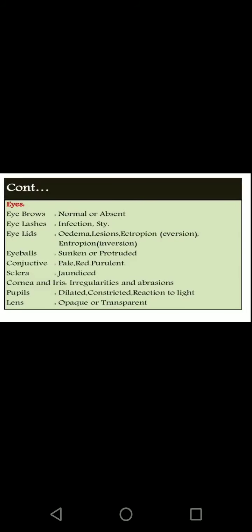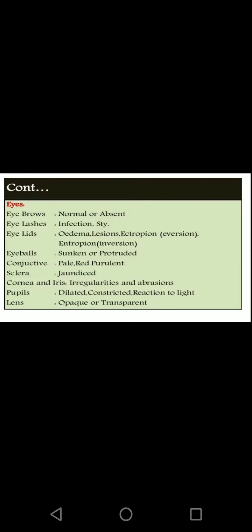The examiner frequently uses a torch or head mirror to reflect light to the client's face. The first examination is inspection to determine the movements of the eyes, reaction to light, and accommodation to near and far objects. In this we will check eyebrows. Eyebrows are fully distributed or not, that is normal or absent. Eyelashes: is there any kind of infection or sty present.